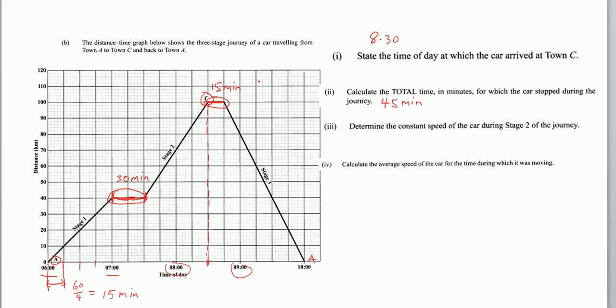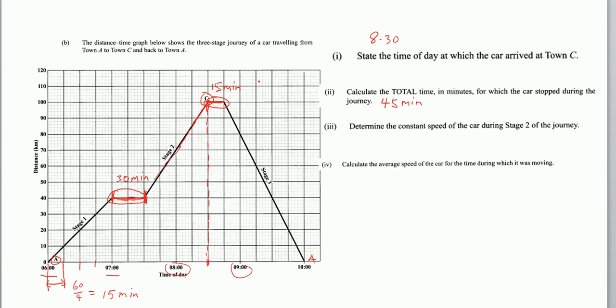Okay. Now they said determine the constant speed of the car during stage 2. So stage 2 is represented by from here to here. That is this line here, right? This is stage 2, right? And they want the constant speed during that period.